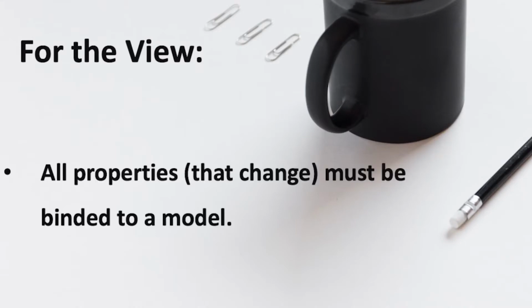And for the view, all properties that change must be bound to a model. Of course, you have data that you won't change, so it's okay. You don't need to bind it to a model, but you will avoid setVisible, setBusy. You will always try to have a model doing that for you.